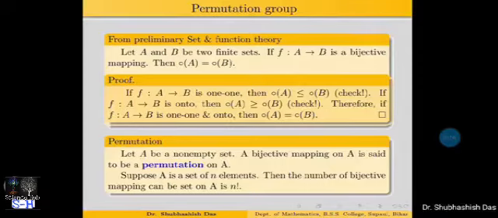What is permutation? Let A be a non-empty set. A bijective mapping on A is said to be a permutation on A. Suppose A is a set containing n elements, then the number of bijective mappings that can be set on A is n factorial.